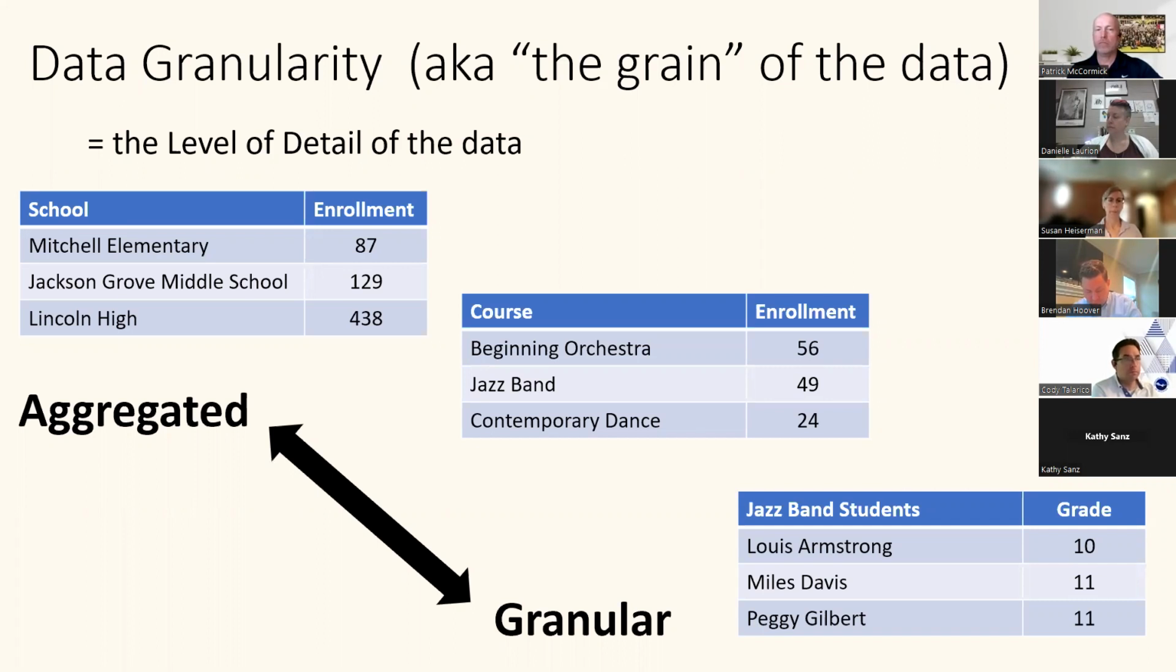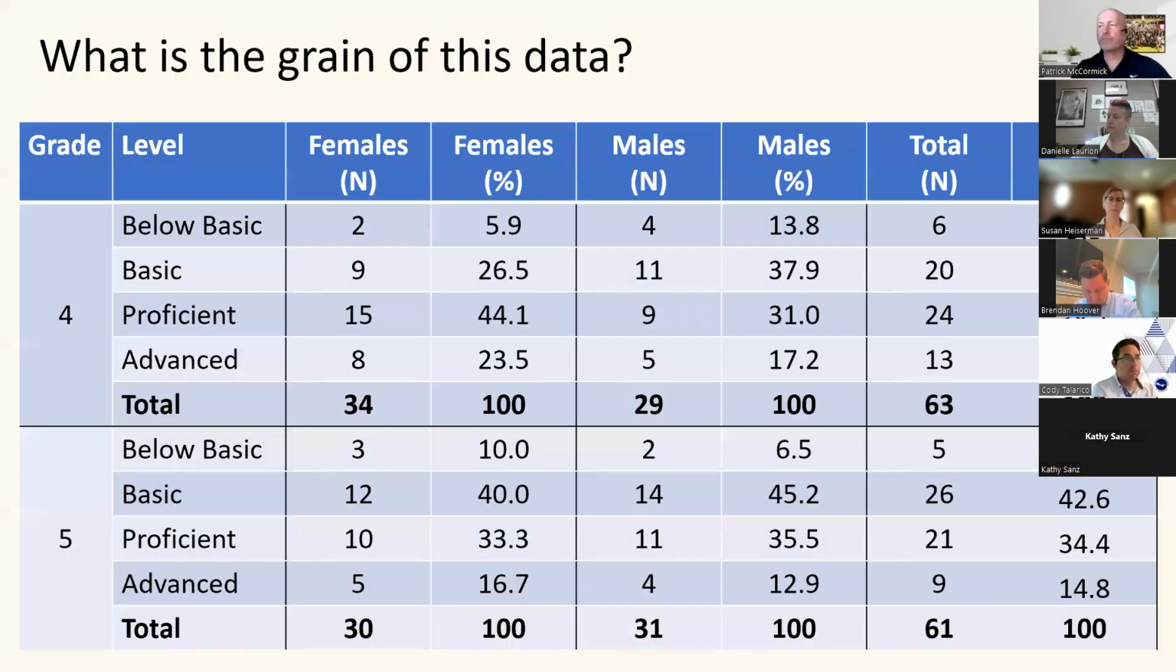So let's go through some examples of that. But first, I just want to mention that the grain of the table may not be obvious at first, depending on how things are arranged. So if we look back at this table we used earlier with our different data literacy skills, what would we say the grain of this data is? Is this school level?